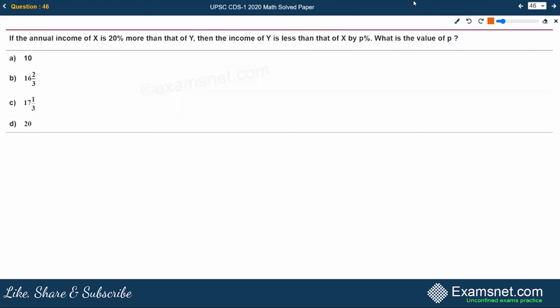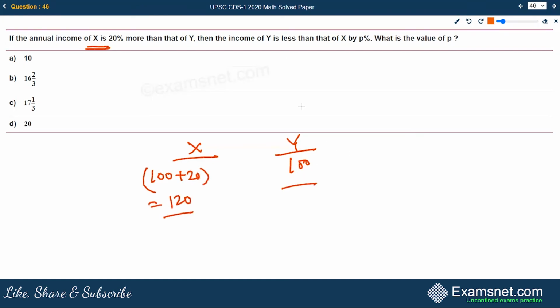In question number 46, we are given: if the annual income of X is 20% more than that of Y, then the income of Y is less than that of X by P%. What is the value of P? Look, we can assume the annual income of Y as 100. Since the annual income of X is 20% more, the annual income of X is 100 plus 20, that is 120. Now if we compare based on X, the annual income of Y is less than that of X by P%.